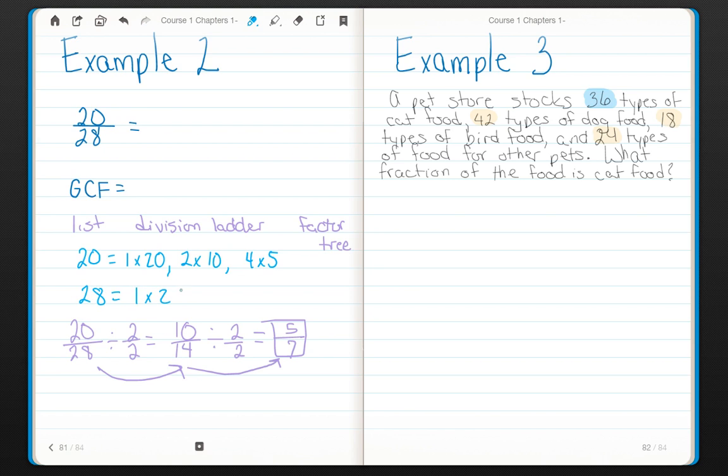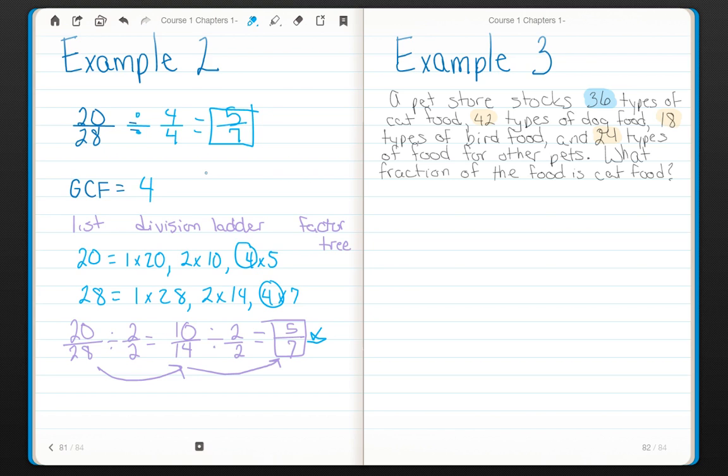28 equals 1 times 28, 2 times 14, 3 is not a factor, but 4 is. 4 times 7. So I see that 4 is my greatest common factor. So if I divide 20/28 by 4 over 4, 20 divided by 4 is 5, and 28 divided by 4 is 7. So there in one step I've come up with the same answer as I have here. I just did it in one step instead of two. So it makes the process a little bit easier.